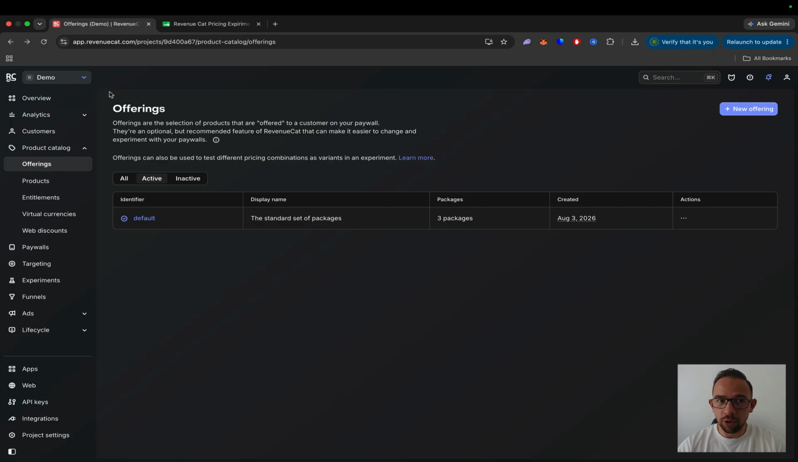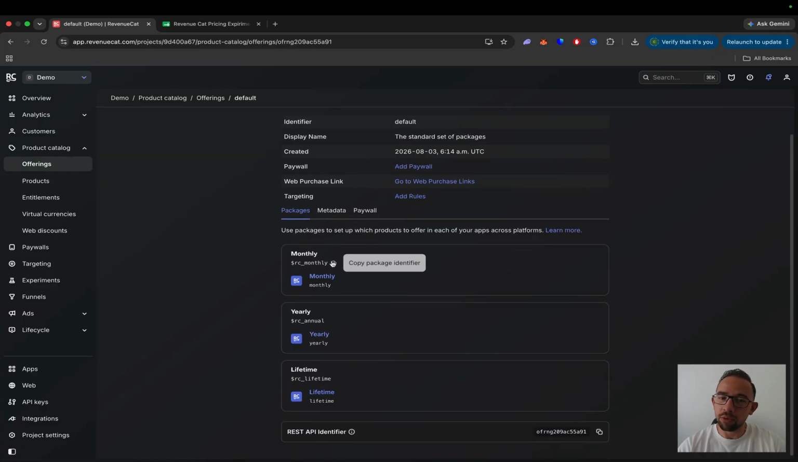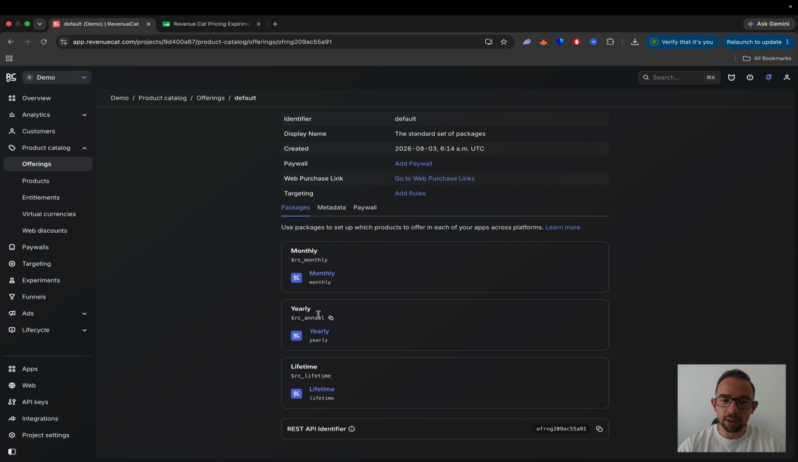So I'm in RevenueCat right now. I have a demo account. You could technically use this with Superwall or any other provider. The structure is exactly the same. Now we're going to look at this demo environment on the offerings. RevenueCat structures them into 3 different brackets: monthly, yearly, and lifetime access.